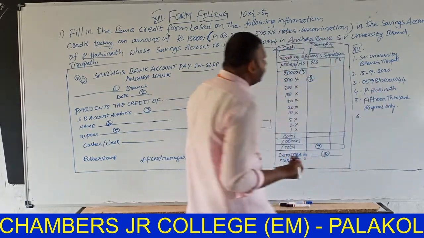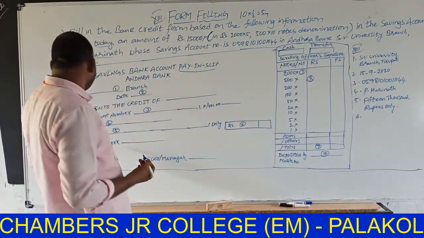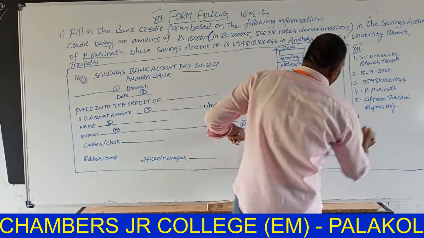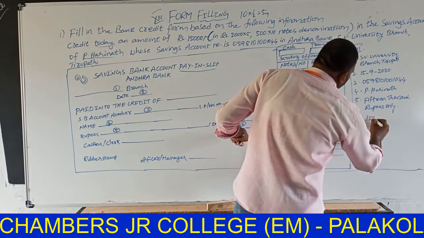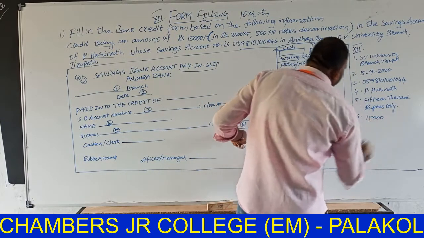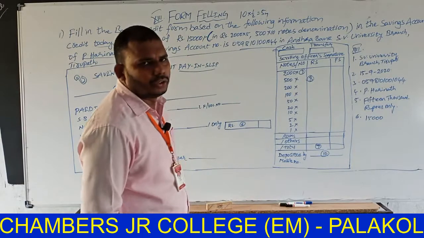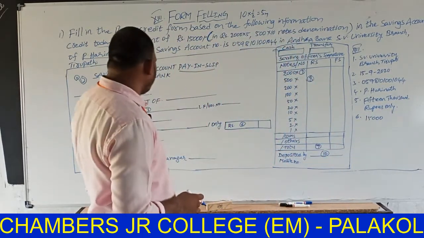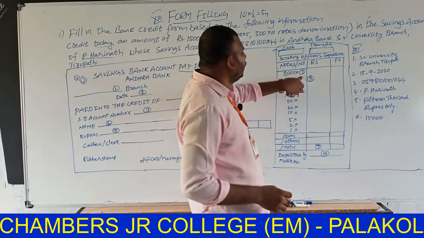And come to the sixth one. The sixth number is given in the box. In the box. The short form of Rs. So here you need to write the total number in figures. 15,000. We should write the number here. Next, take the seventh one. Where it is given? Here.